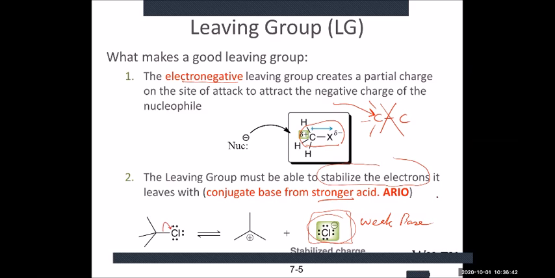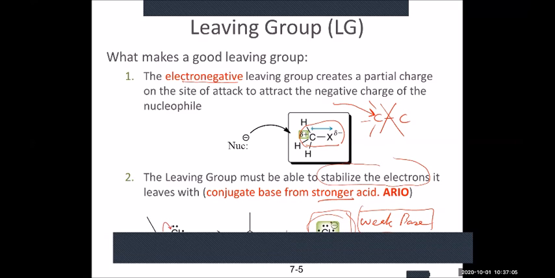And if you remember what kind of structure makes a strong acid, then the conjugate base will be a good leaving group. So a strong acid creates a conjugate base, which will be a good leaving group. So remember, it must be a weak base.